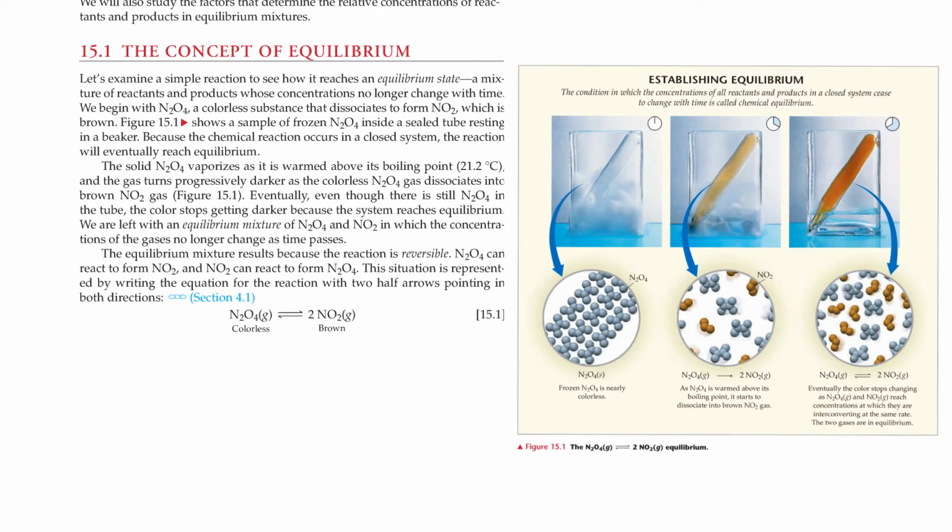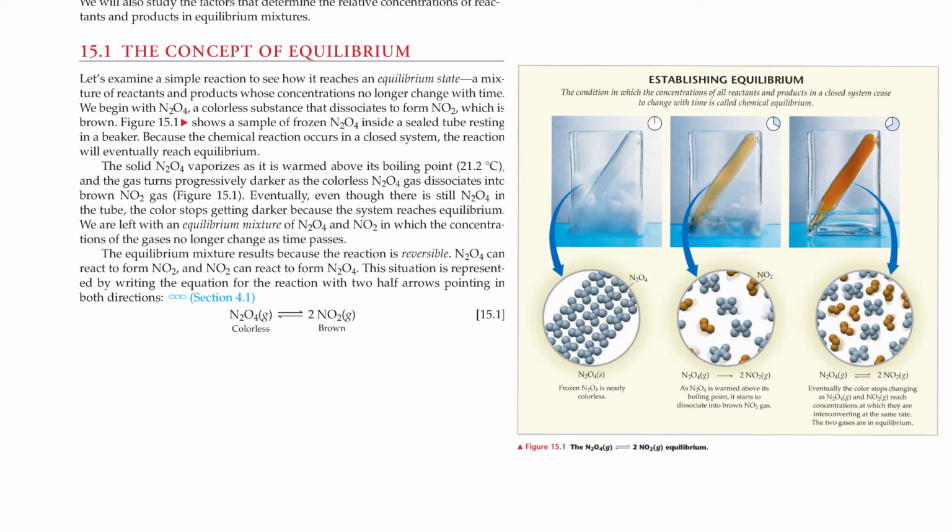Figure 15.1 shows a sample of frozen dinitrogen tetroxide inside a sealed tube resting in a beaker. Because the chemical reaction occurs in a closed system, the reaction will eventually reach equilibrium. The solid dinitrogen tetroxide vaporizes as it is warmed above its boiling point at about 21.2 degrees Celsius, and the gas turns progressively darker as the colorless dinitrogen tetroxide gas dissociates into brown nitrogen dioxide gas.